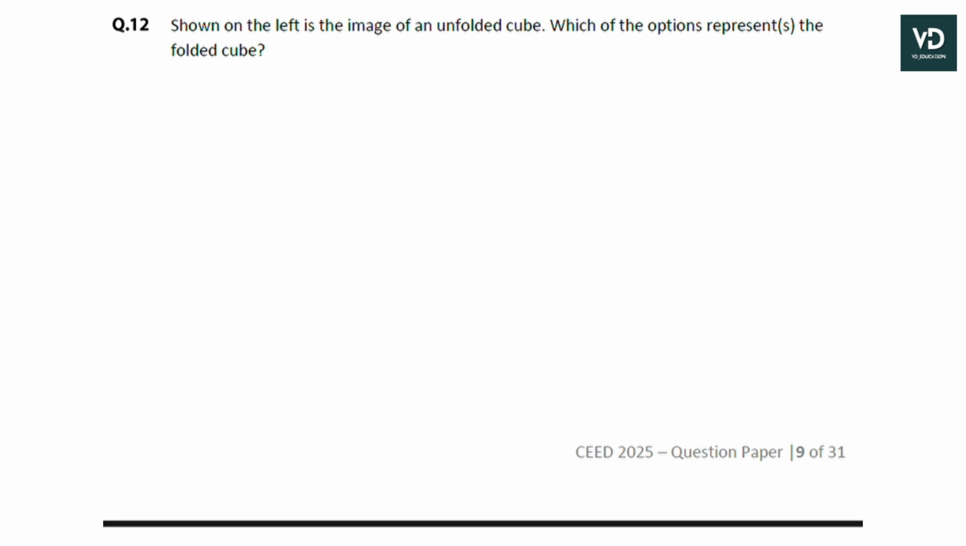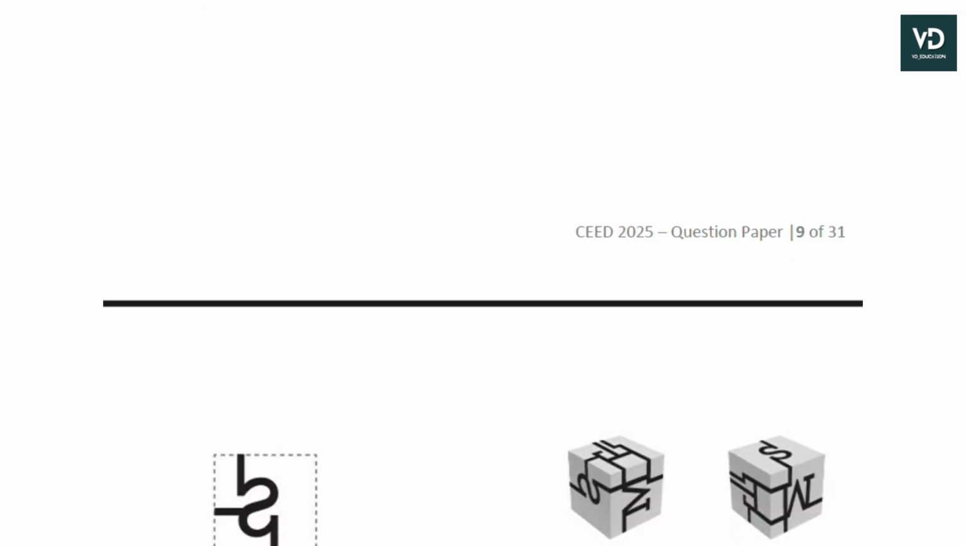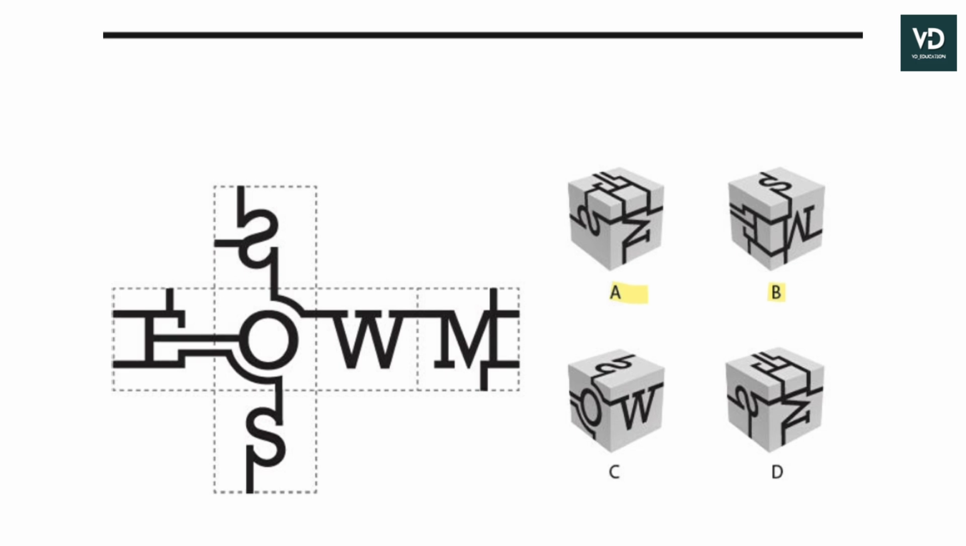So 12th question is, shown on the left is the image of an unfolded cube. Which option represents the folded cube? Okay, so here we can see the options will be A and B, because we know a cube has some relation with its adjacent shapes, like this part will be connected to this part, this part will be connected to this part, and the last edge parts will be connected to each other.